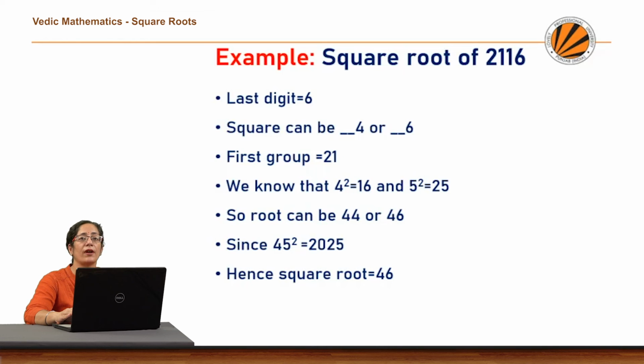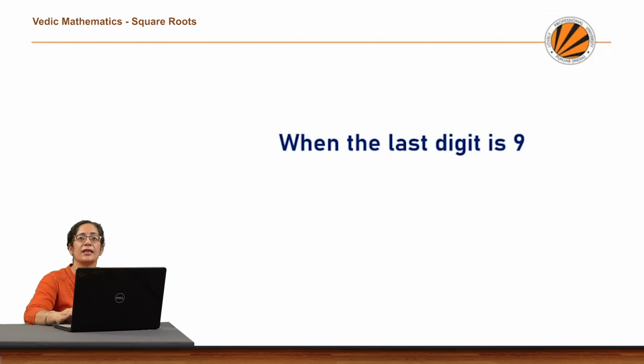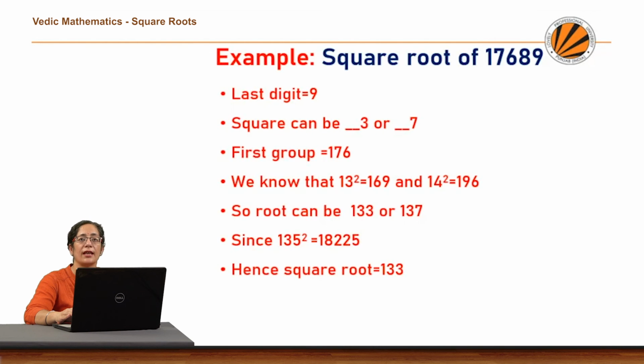Now, again I have taken a mediator: 45 square is 2025, 4 into 5 is 20, followed by 25. So the root can be either 44 or 46. Now since 45 square is 2025, which is less than 2116, this time we have to choose the bigger number. So the answer is 46. The square root of the number is 46. Let's take another example when the last digit is 9.